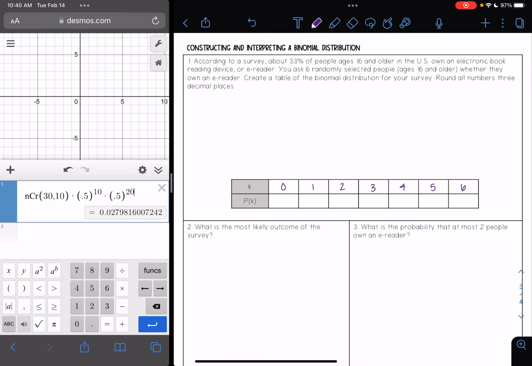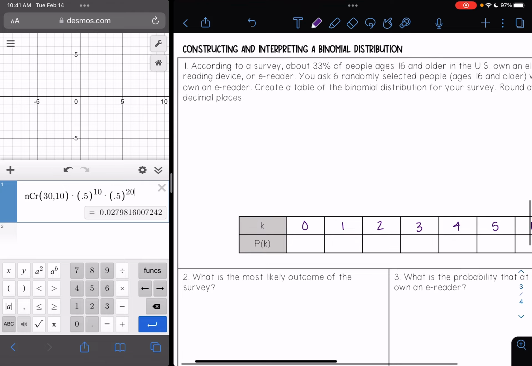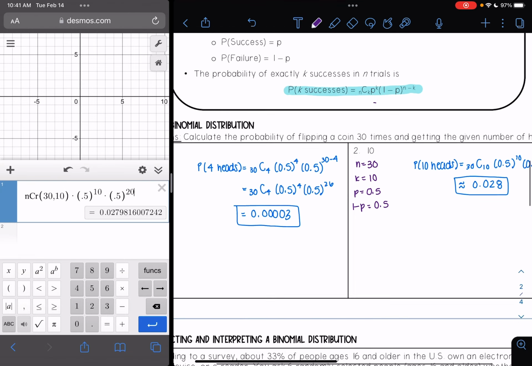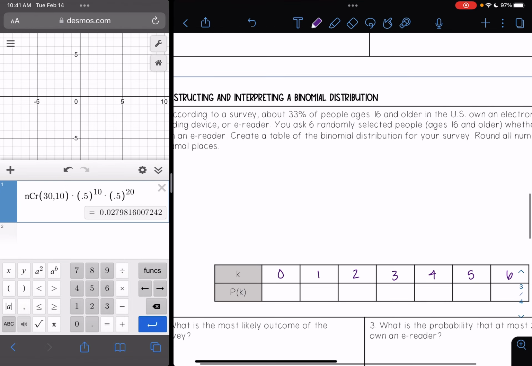Now I need to find the probability of each k. And so remember, that is when we're going to have to use our formula from up here. So I'm going to rewrite it right here. The probability of k is equal to nCk times p raised to the k times 1 minus p raised to the n minus k.